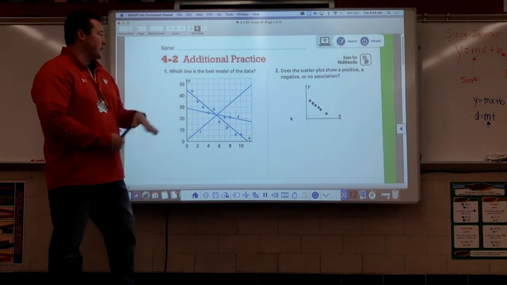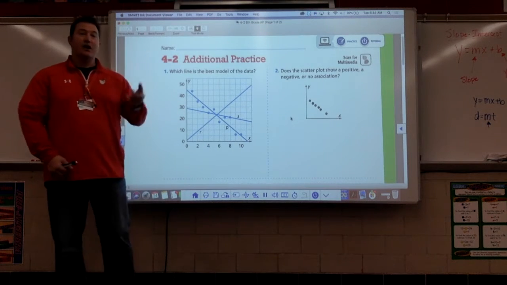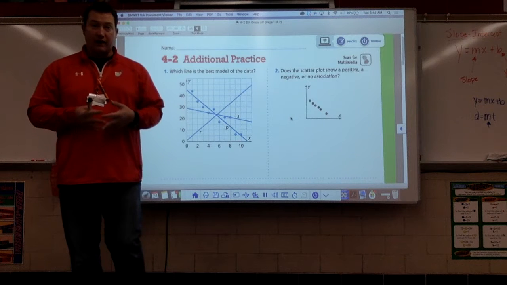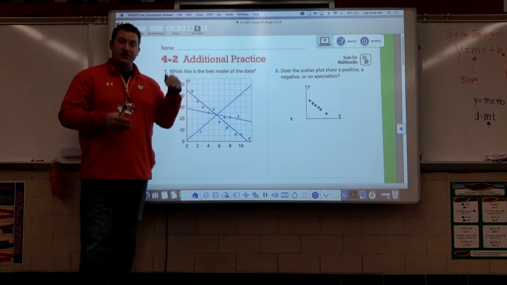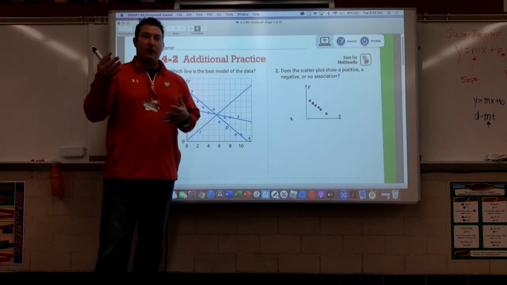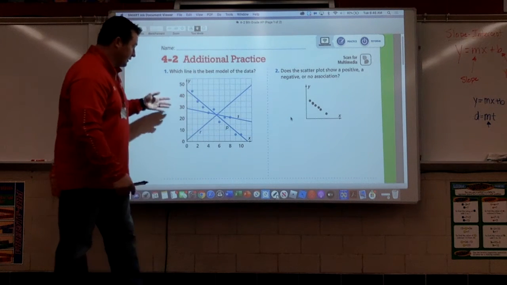Which line best models the data? Again, it's asking us to pick out which line from here is our trend line. Remember, a trend line goes in the direction that the dots are going in. About half are above, half are below that line.